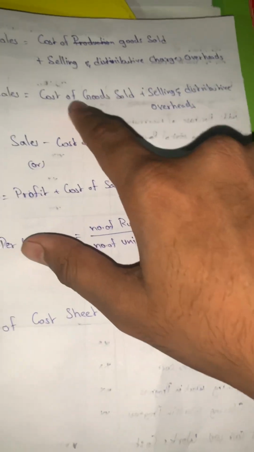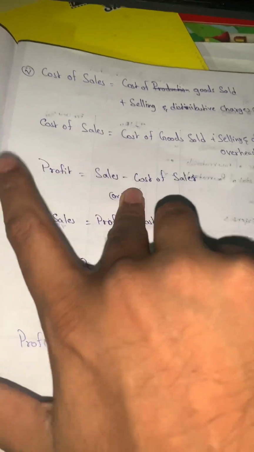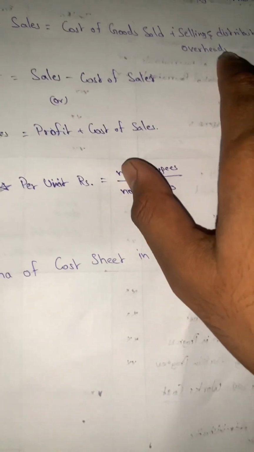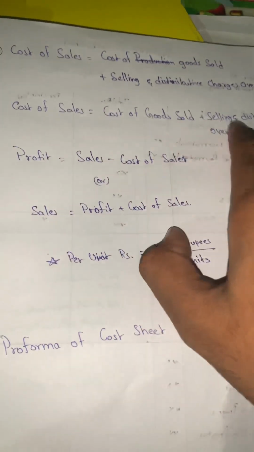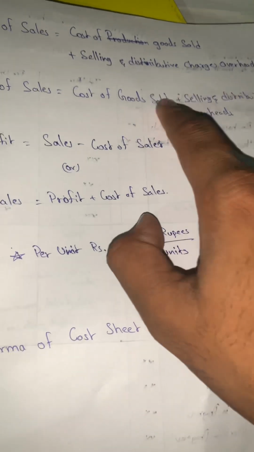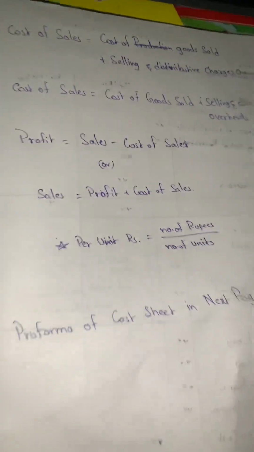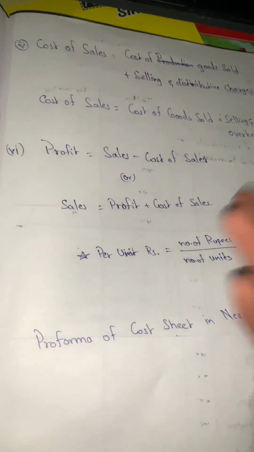Cost of sales is equal to cost of goods sold plus selling and distributive overheads. You need to remember that. At last you'll be getting profit.